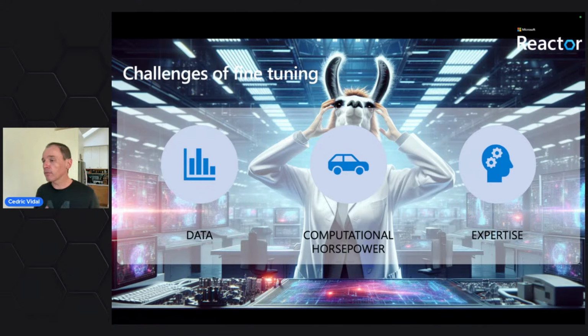Second is compute. It's very hard to come by GPUs nowadays. It's very costly, scarce, hard to get. The third one is expertise. It's still a complex subject. Coming up with the people that know how to train those models, how to prepare the data, those people are hard to find until now.